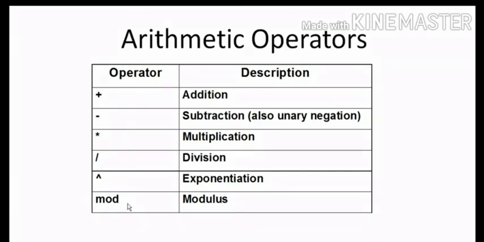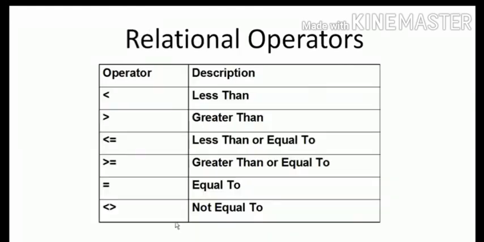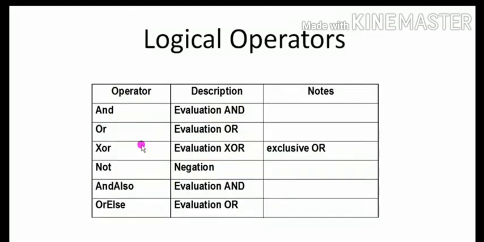In arithmetic operators, we have addition, subtraction, multiplication, division, exponentiation and modulus. In the relational operators, we have this type of operators: less than, greater than, equal to, not equal to. So we will use them while programming. We also have some logical operators like And, Or, Not, XOR.